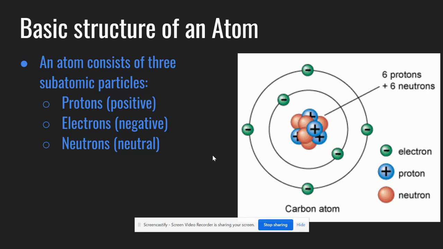So the basic structure of an atom is something you've been learning about for a long time in science. We've got our nucleus that has the protons and the neutrons, the positively charged particles and the neutral particles, and those are sandwiched together in the nucleus. And then we've got our outer area. Sometimes it's called the sea of electrons, sometimes they're orbitals. It just depends on what model we're looking at. And that's where the electrons are. The electrons are much, much smaller. They're negatively charged, and they hang out outside there.